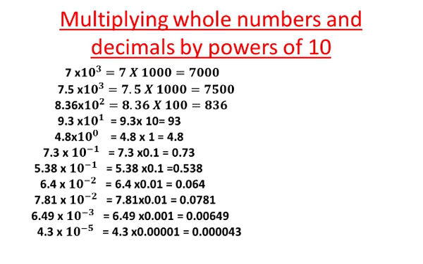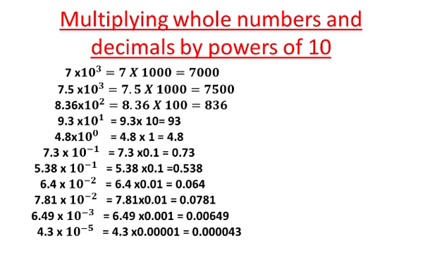8.36 multiplied by 10 squared. 10 squared is 100, so 8.36 multiplied by 100 is 836. 9.3 multiplied by 10 to the power of 1. 10 to the power of 1 is 10. So 9.3 multiplied by 10 is 93. 4.8 multiplied by 10 to the power of 0. 10 to the power of 0 is 1. So 4.8 multiplied by 1 is the same number, 4.8. 7.3 times 10 to the power of minus 1. 10 to the power of minus 1 is 1 over 10 or 0.1. So 7.3 multiplied by 0.1 is 0.73.